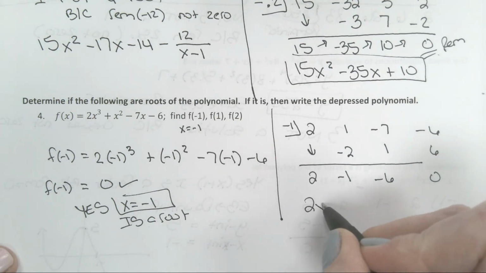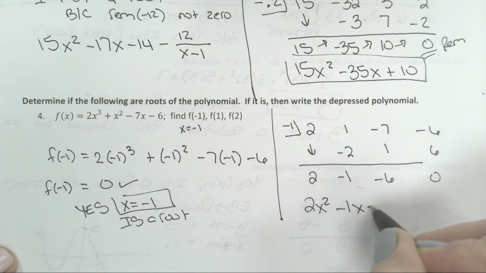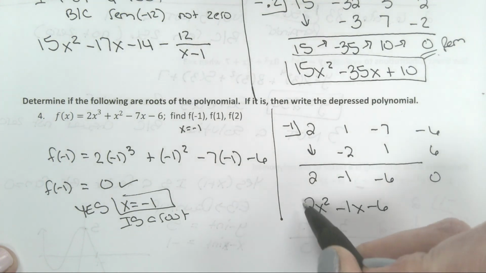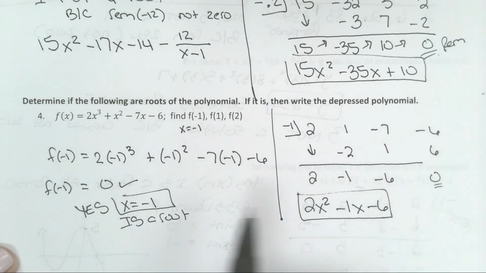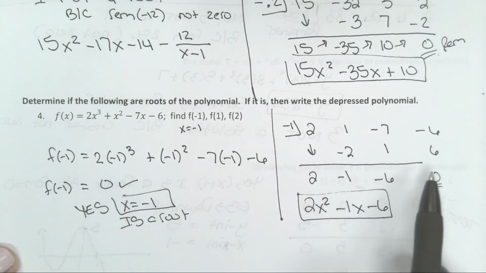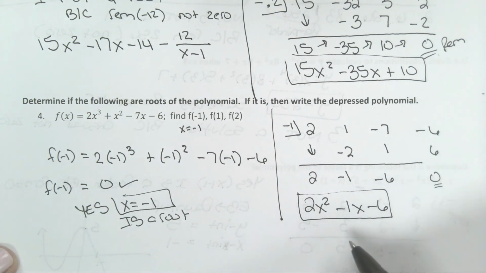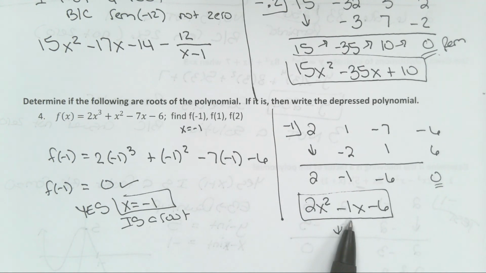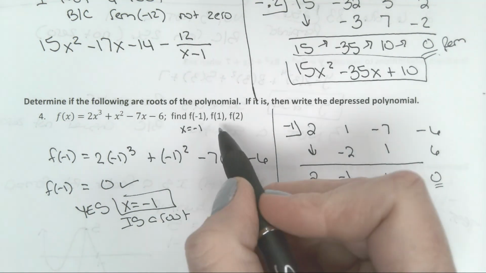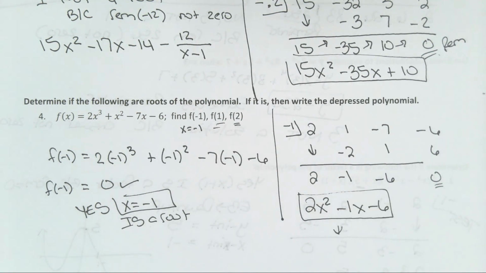Put your variables back in. 2x squared minus 1x minus 6 is my depressed polynomial. My remainder is 0, so these are totally matching. That's a good thing. Your next step from there tomorrow would be to either factor it or run the quadratic formula and solve it. And then I would do the same thing for these next two numbers.